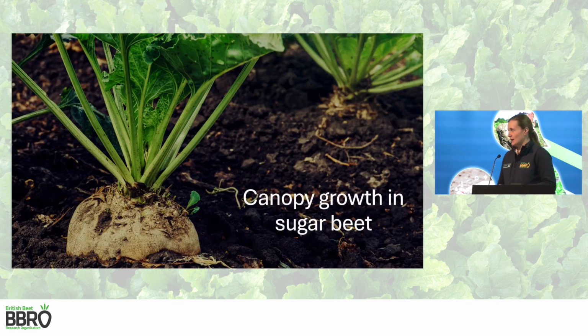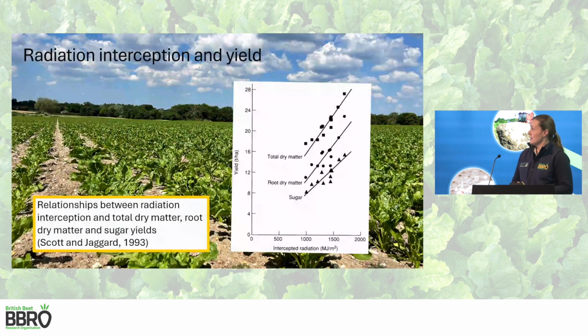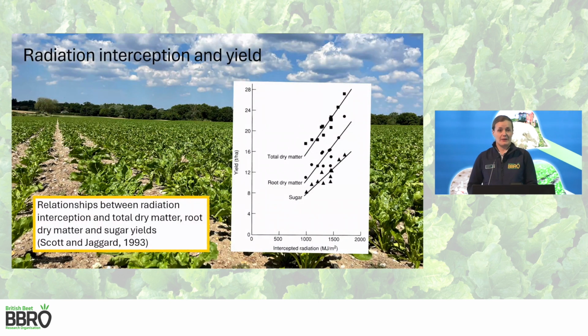So a bit of a background, really. Canopy growth in sugar beet. So canopy growth in sugar beet is a nice, simple relationship. It's part of the reason I became a sugar beet scientist, because the real basic physiology is nice and straightforward and easy to understand. So the amount of light intercepted by the crop directly relates to yield and directly relates to sugar and dry matter.